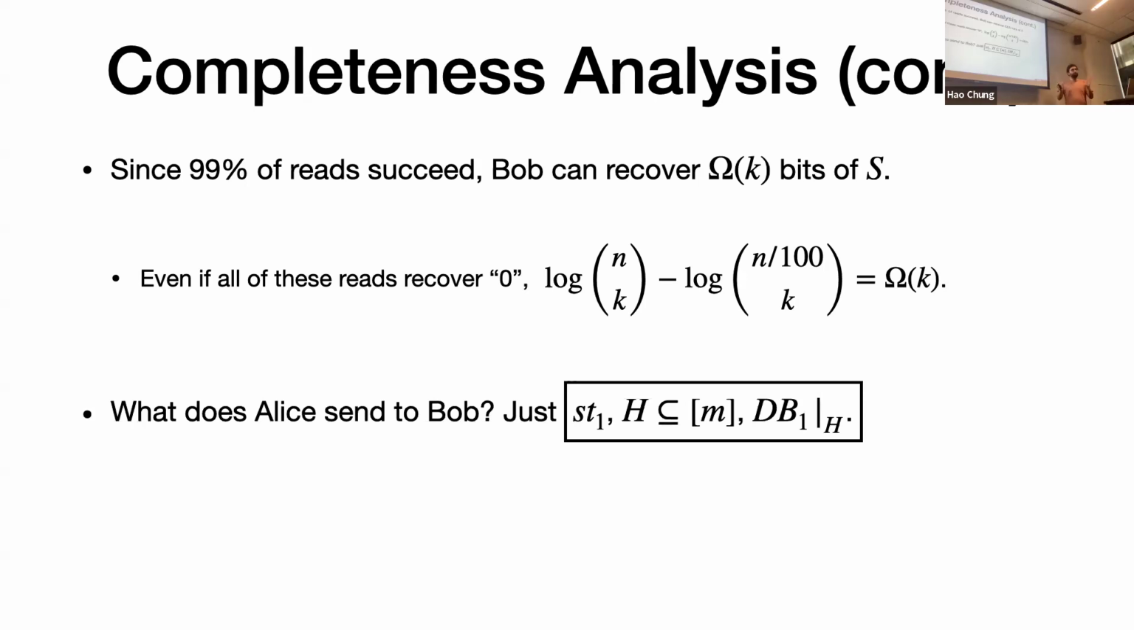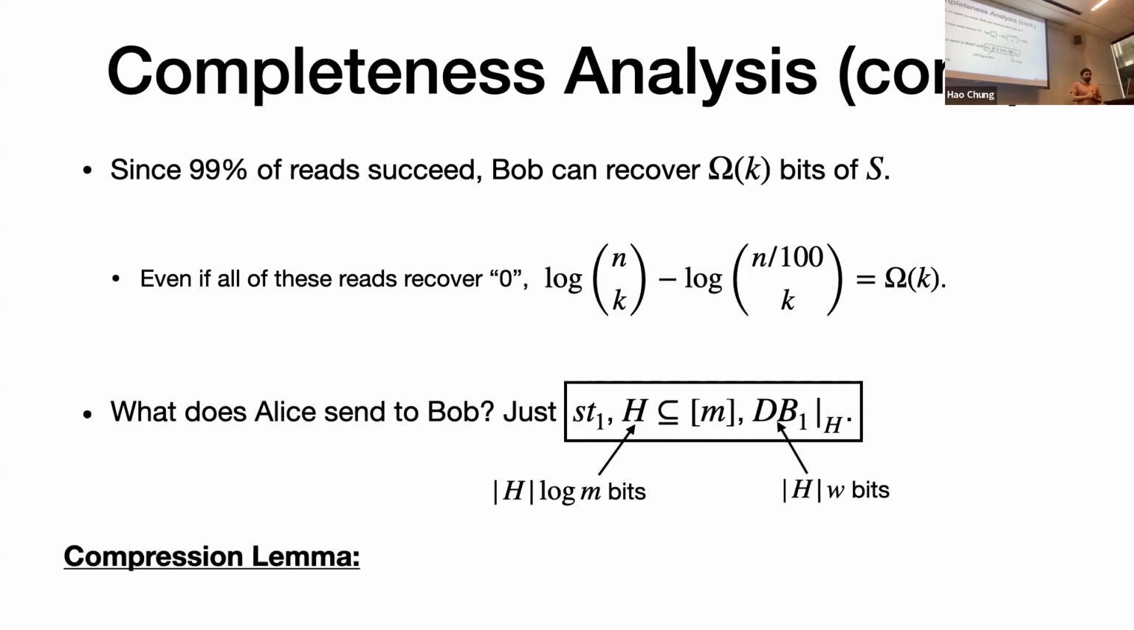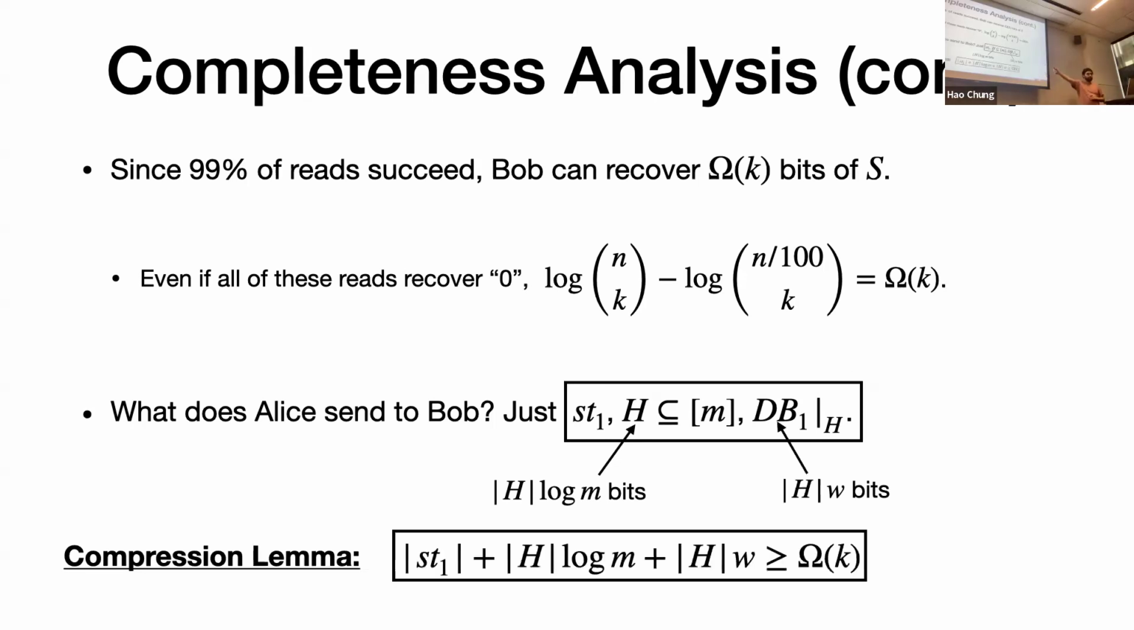And let's just remind ourselves, what has Alice sent to Bob? Alice has sent the local state, the heavy set, and the database on the heavy set. The heavy set can be specified in a direct way with the size of h times log of m bits. And this database is the number of heavy elements times the word size, just to specify how many bits per word cell. So what does the compression lemma tell us? We've communicated k bits of information by using just this message from Alice to Bob. Roughly speaking, this is the resulting inequality at the end. Does this make sense?